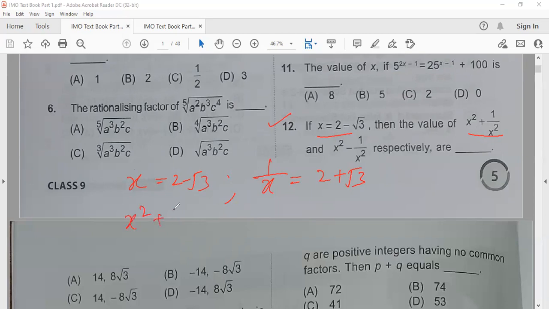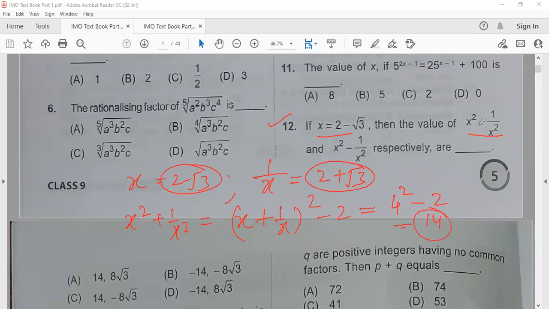Now x square plus 1 upon x square gives you (x plus 1 upon x) whole square minus 2. So this will give you 4 square minus 2, because if you add them, you will get 4 square minus 2, that means 16 minus 2, 14. So the answer of this one is 14. Let me check the options with this one, and this one may be the correct option. Now let us take this one because these get cancelled out.